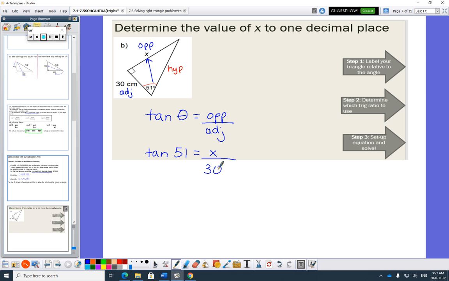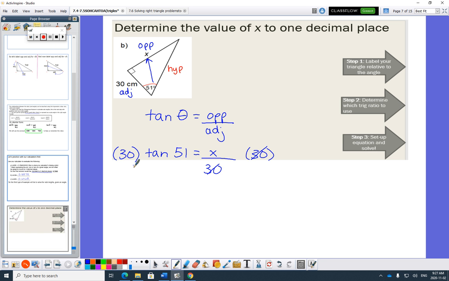Okay, so this is the easier way to find side length because the x is in the top. So how do I isolate it? What do I have to do over here? Good. Multiply by 30. They cancel, or 30 divided by 30 is 1. You have to do that over here.